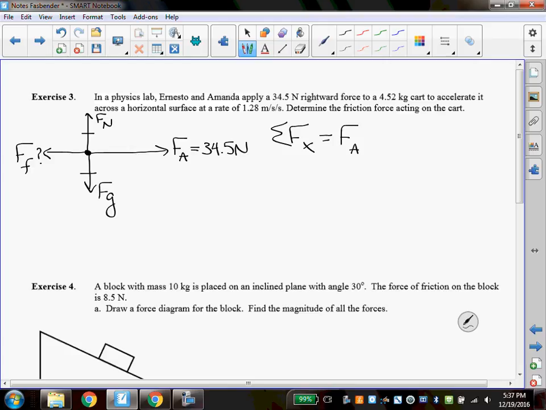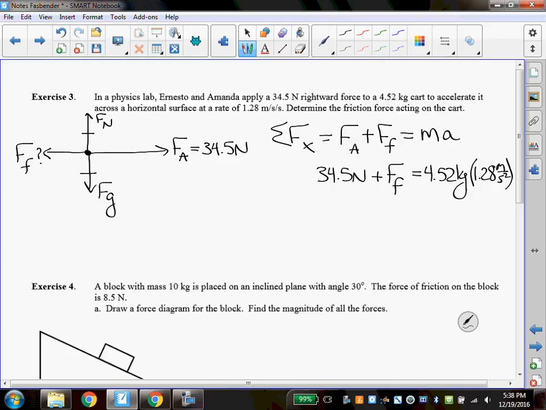Now in the x direction, we have the applied force and the force of friction. When we add the applied force and the force of friction together, that gives us our net force. According to Newton's second law, net force is equal to ma. So now we can fill in everything that we know. The applied force is 34.5 newtons. We do not know the friction force, so we'll keep that as FF. The mass is 4.52 kilograms, and our acceleration is 1.28 meters per second squared.